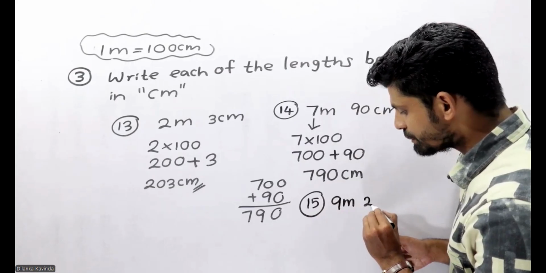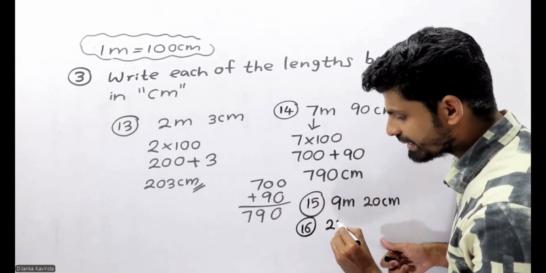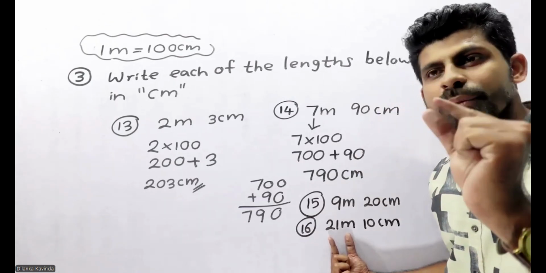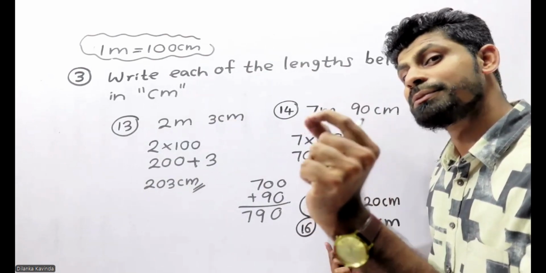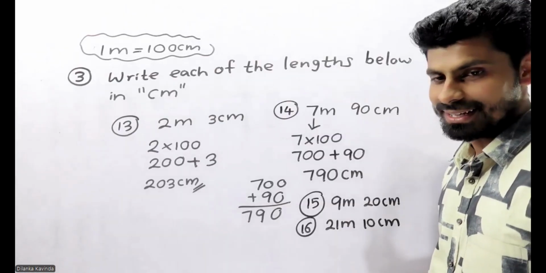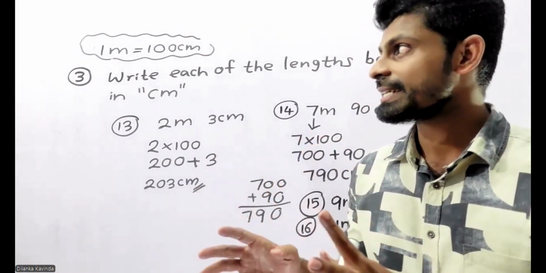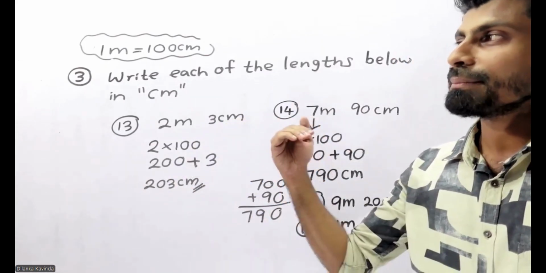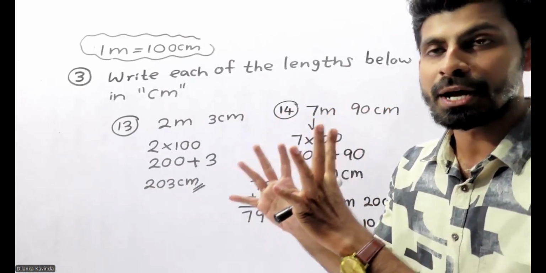9 meters, 20 centimeters. I will give you one more question, right? 21 meters, 10 centimeters. 21 meters means 21 multiplied by 100, which means 2100. 2100 plus 10. Right. So likewise you can do. So how do we convert meters into centimeters? That means we need to multiply by 100.